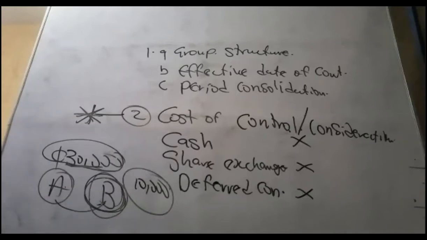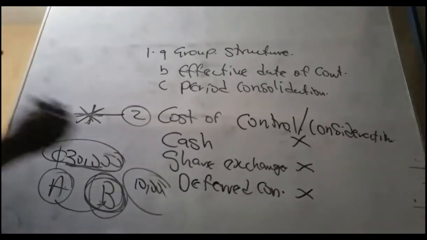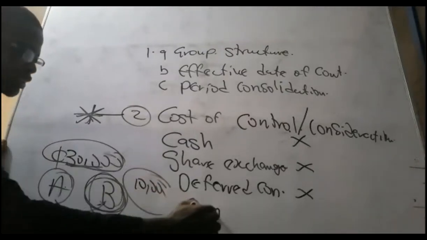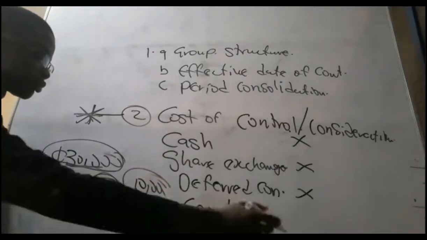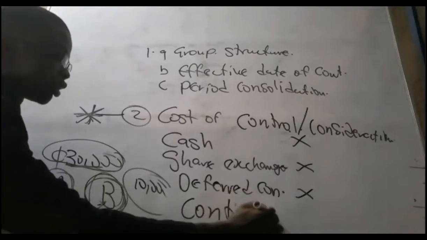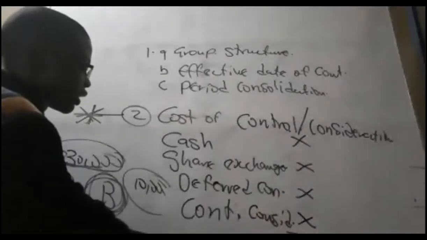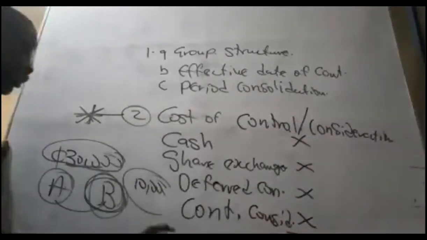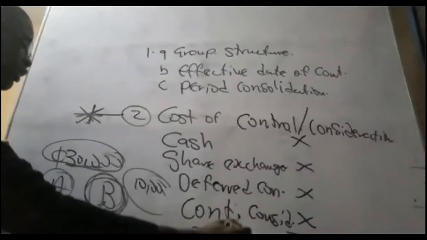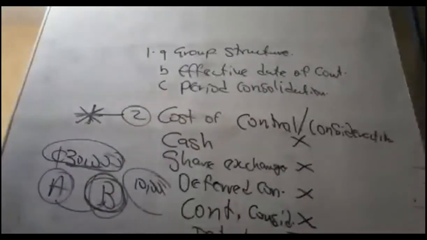So no wonder in November 2018, the examiner asked them to explain how you can account for deferred consideration. Then lastly, contingent consideration. I like that. The stubborn ones. So contingent consideration. So this will give you the total consideration.